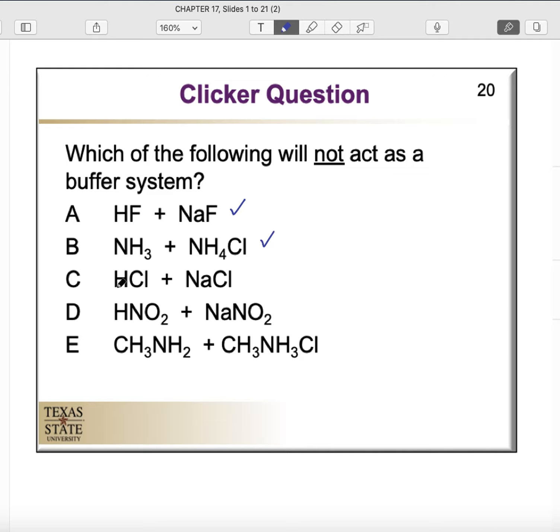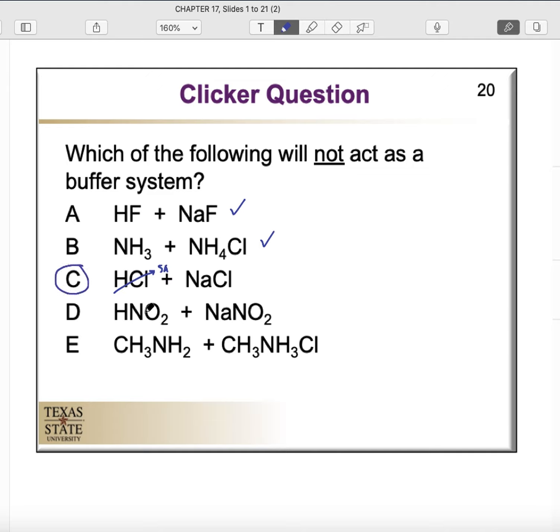This next one, we have HCl and NaCl. Well, HCl is a strong acid, so that one is looking like it's not going to work out, right? And NaCl, sure, is a salt that contains the conjugate, if you want to call it that, but really this has no conjugate because the HCl completely dissociates, so there's no equilibrium here to talk about. So definitely this one is going to be an answer.